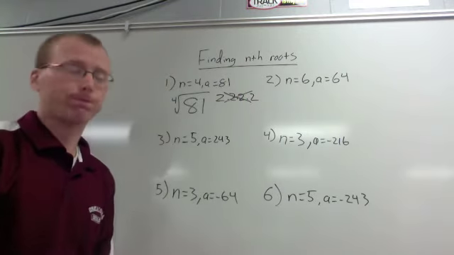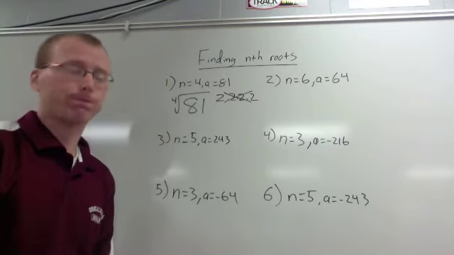Well, let's look at 3. 3 times 3 is 9, times 3 is 27, times 3 is 81. So this works. So the answer to our question, what is the 4th root of 81? The answer is 3. Okay.